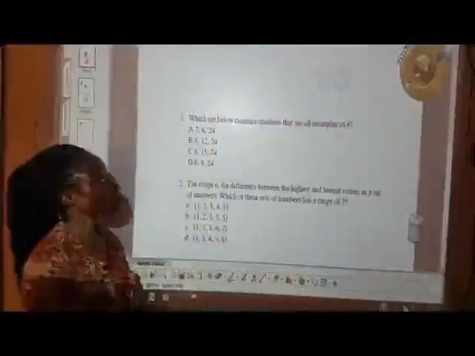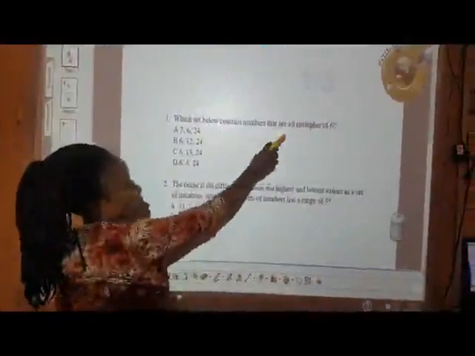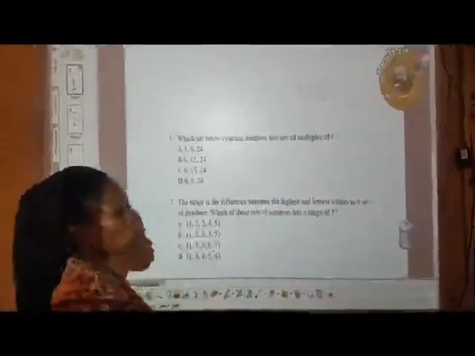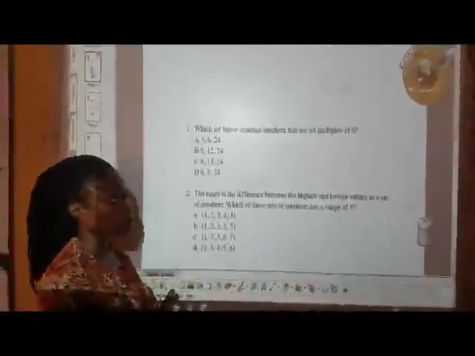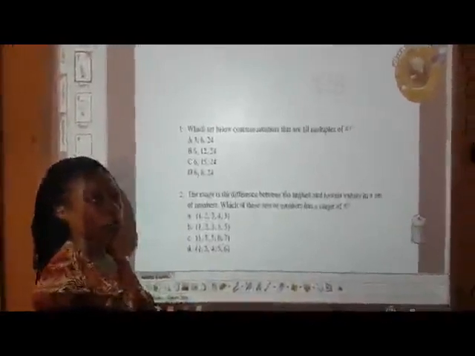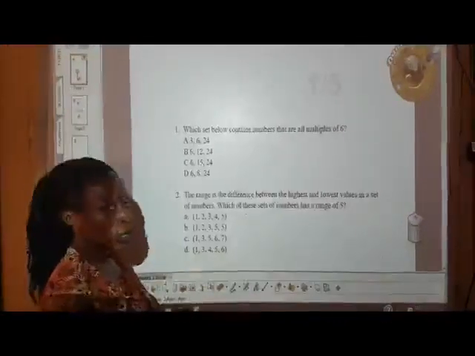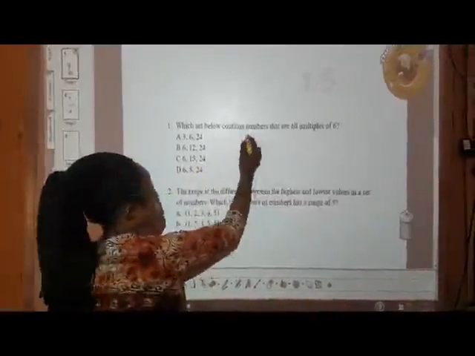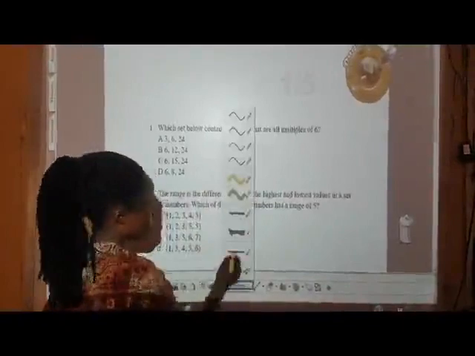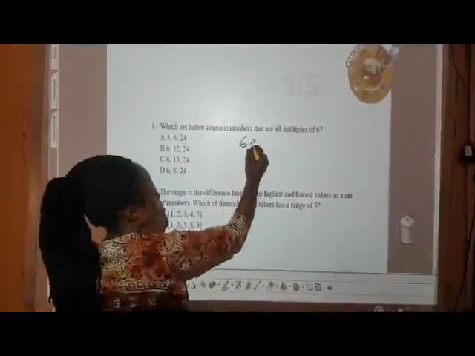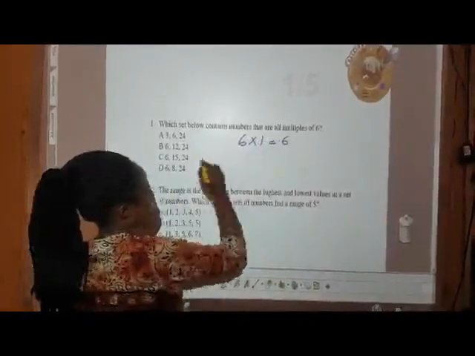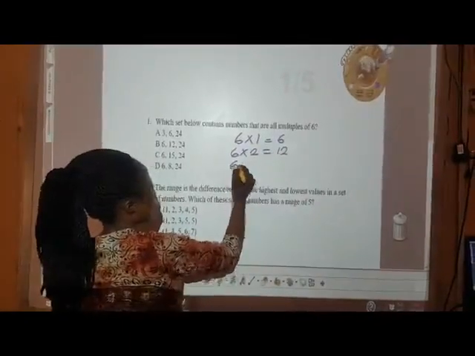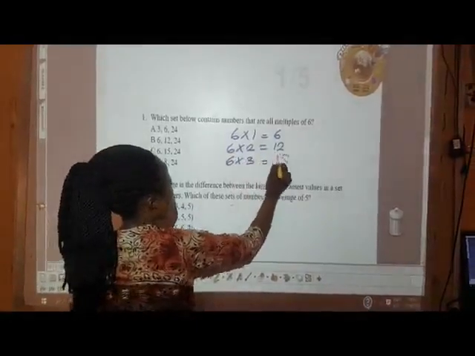First question. Which set below contains numbers that are multiples of 6? Multiples of 6 are the numbers you get when you multiply 6 by 1, 2, 3, and so on. 6 times 1 is 6. 6 times 2 is 12. 6 times 3 is 18.